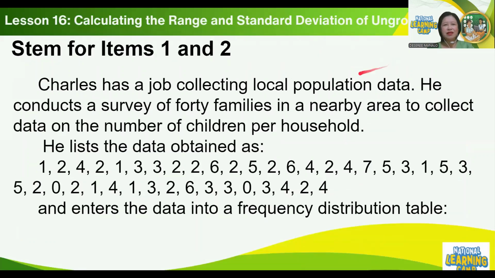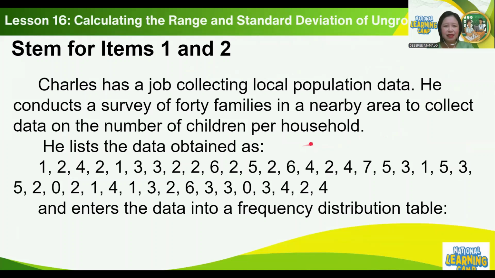Let us have now the STEM for items 1 and 2. Charles has a job collecting local population data. He conducts a survey of 40 families in a nearby area to collect data on the number of children per household.